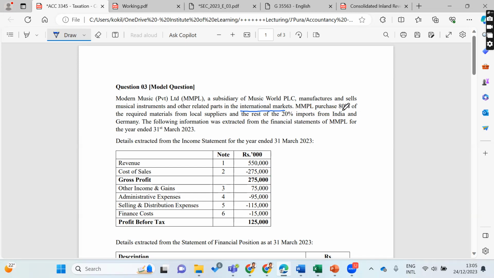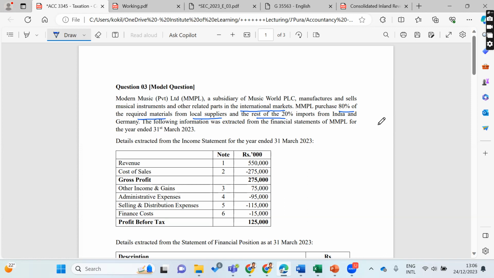MMPL purchases 80% of required material from local suppliers and the remaining 20% is imported from India and Germany. So why are these importation details given? You need to understand why these details are given. Mainly, if you can remember marketing and communication, double deduction, additional deduction is available for marketing and communication expenses. If you source locally more than 65%, you can get an additional 100% deduction subject to the provisions.